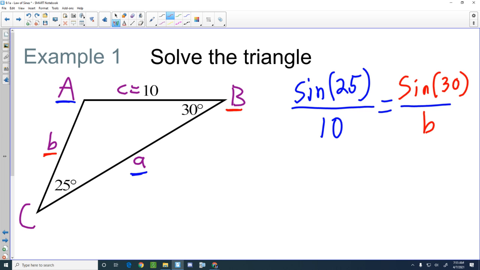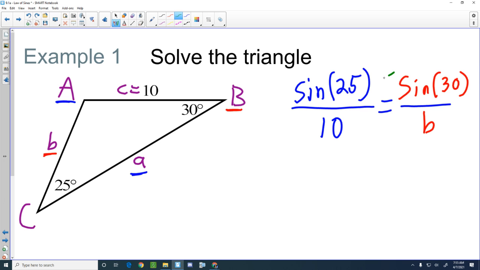And if I look at that equation right now, it's an equation because there's an equal sign. There's only one unknown, only one variable, and that is the lowercase b, which refers to the side length. Anytime you have one fraction equal to another fraction, the way that you solve it is by using cross multiplication, which is a very simple process.